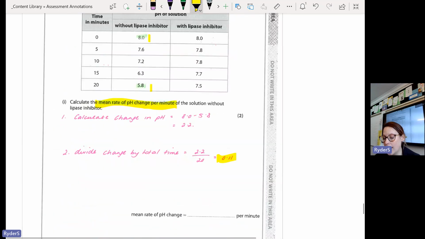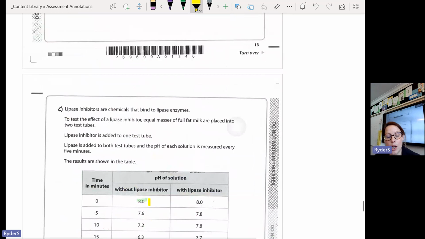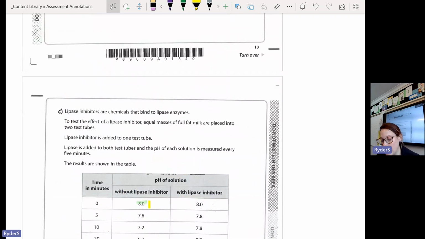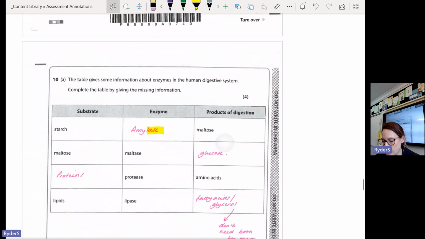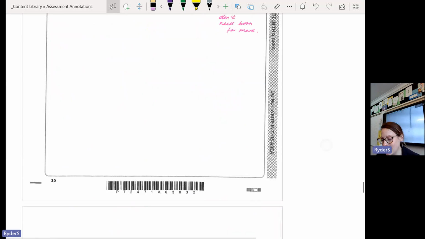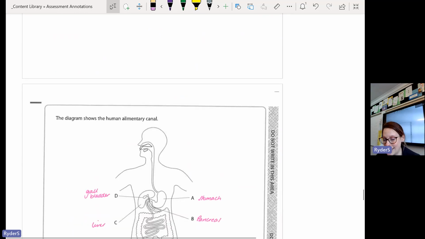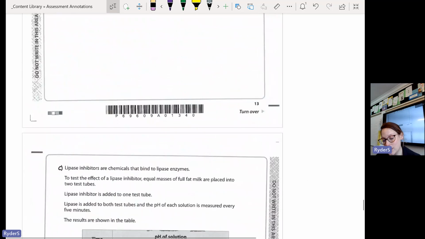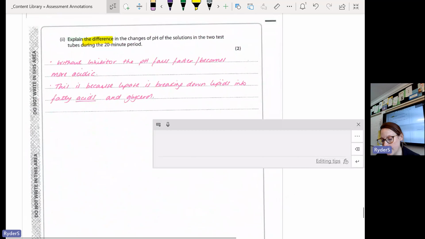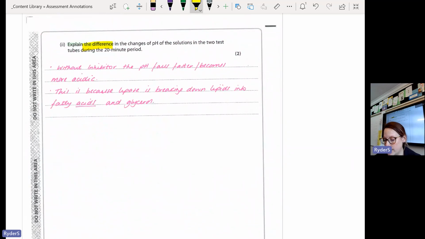Because this is a question looking at lipase inhibitor. Lipase breaks down lipids into fatty acids and glycerol. I can look that up from my table at the start of this question: lipids, lipase, fatty acids, glycerol. If you've got that correct, I know that I'm getting fatty acids. Fatty acids are an acid. If I have more acid, my pH decreases. So that's where you're making the link. Because I am breaking down more lipids into fatty acids, that is why my pH falls.